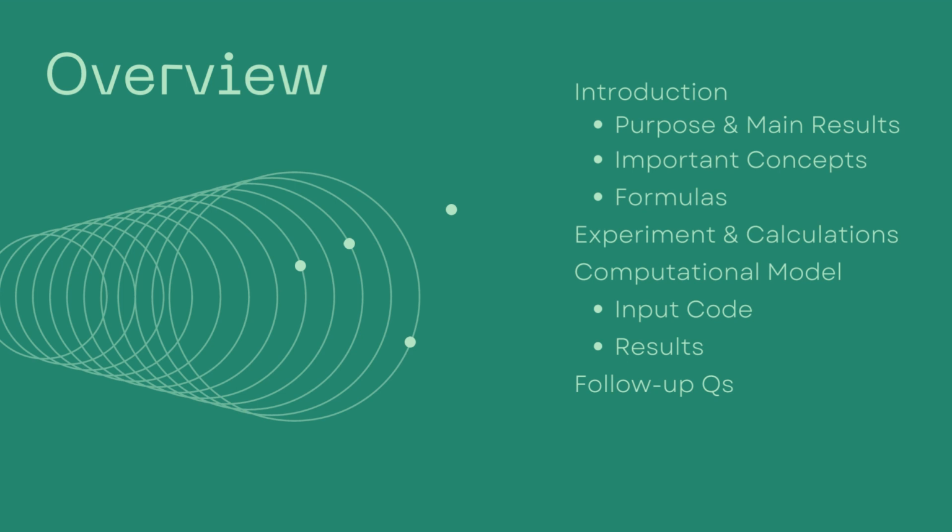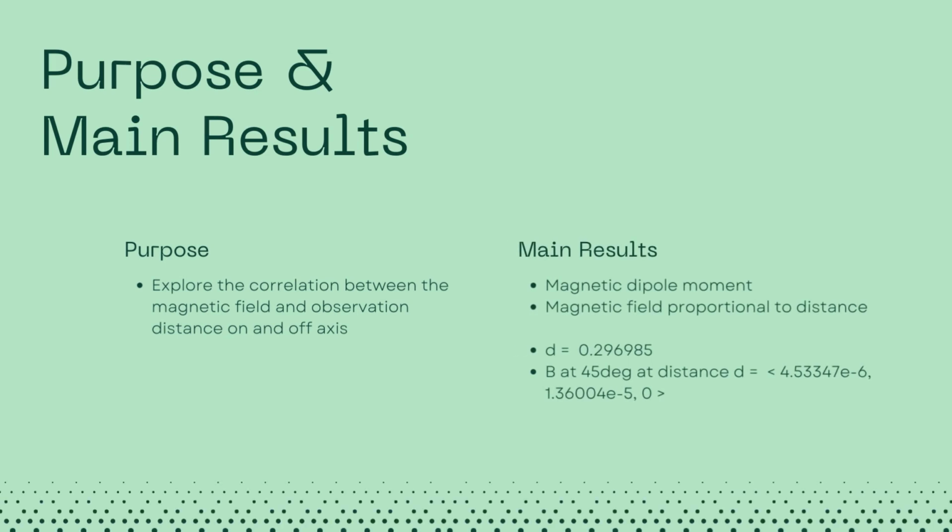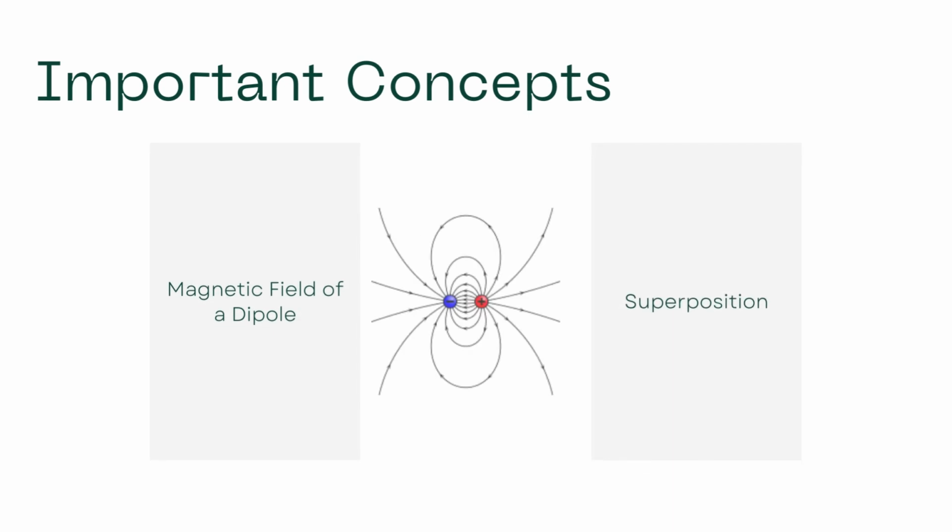I'll then go over the experiment and calculations, a computational model, its input code and results, and I'll finish up this presentation with some follow-up questions. The purpose of this lab is to explore the correlation between the magnetic field and observation distance on and off axis. Here are some main results which we'll further discuss later on in the presentation.